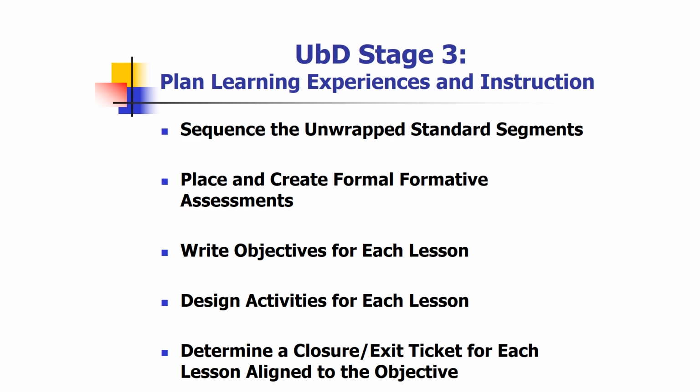In Stage 3, it is time to sequence the unwrapped standard segments, place and create formal formative assessments, write objectives for each lesson, design activities for each lesson, and determine a closure or exit ticket for each lesson aligned to the objective. This is UbD at its 3 stages in a nutshell. At this point, the designer goes back and looks for alignment between and within each of the 3 stages. I hope that you have gotten a clearer understanding of the importance of using Understanding by Design as a framework for creating quality and coherent units.